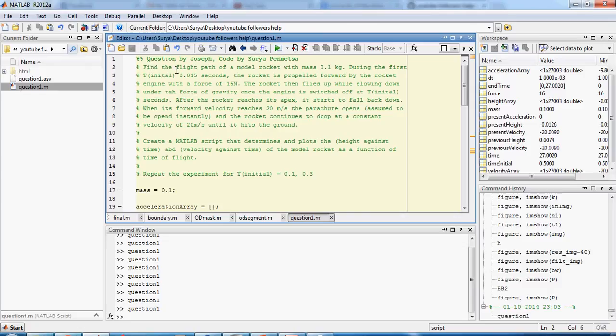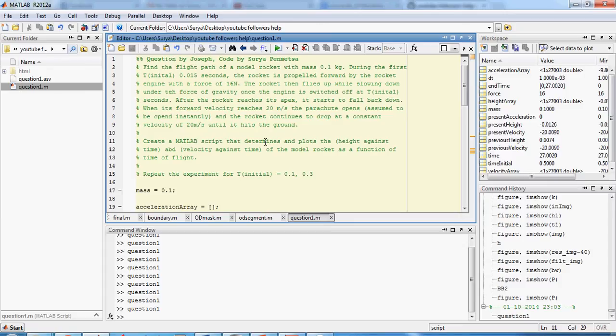The question says, find the flight path of a model rocket with mass 0.1 kg. During the first 0.015 seconds, the rocket is propelled forward by an engine force of 16 Newton. The rocket then flies up while slowing down under the force of gravity once the engine is switched off at T initial. After the rocket reaches its apex, it starts falling back down. When its downward velocity reaches 20 meters per second, the parachute opens and the rocket continues to drop at a constant velocity of 20 meters per second until it hits the ground.